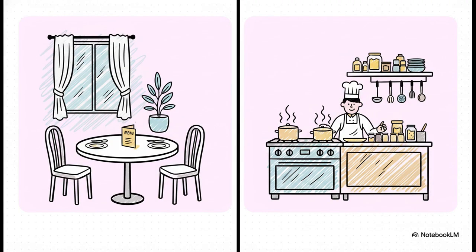So let's just lay it out, side by side. The front end is everything you see and touch on a website. It's the buttons you click, the images you scroll past, it's the dining room experience. But the back end, that's the kitchen. It's where you've got the chefs, the pantry full of ingredients, and all the secret recipes. It's the part that actually makes everything work and gives your experience some substance.